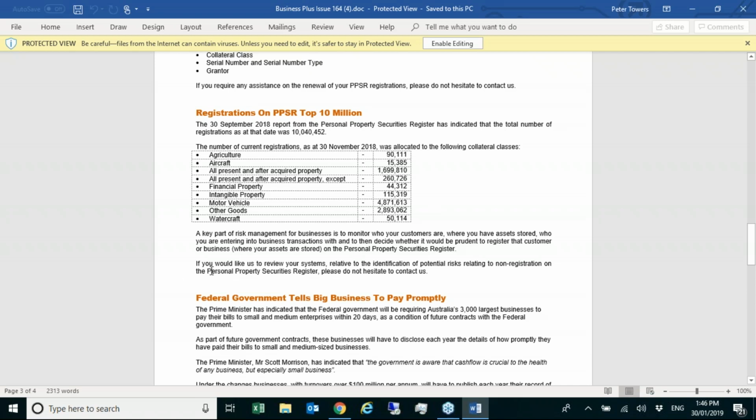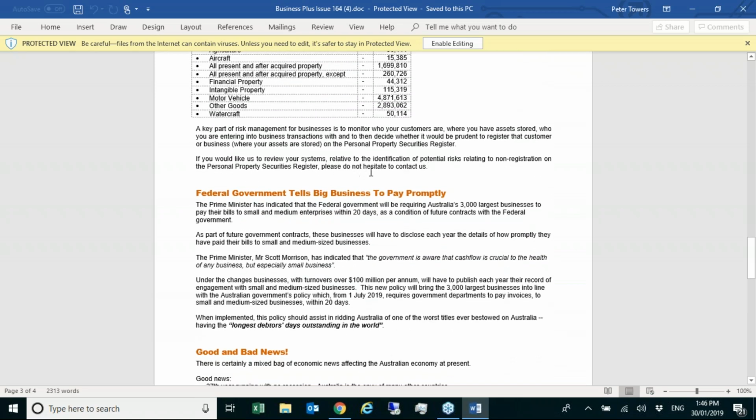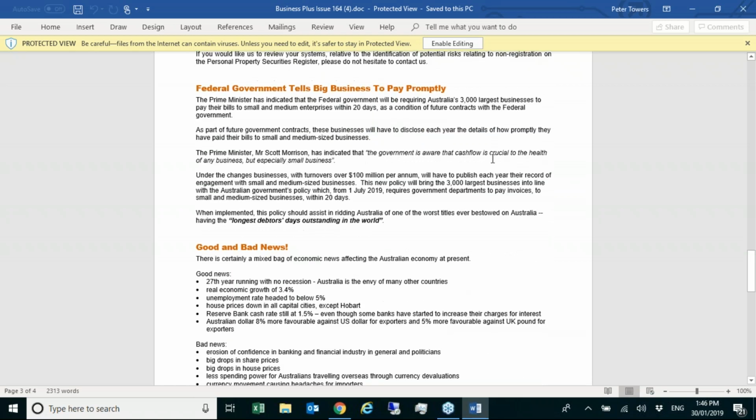You'll notice at the end of each article, there's a call to action, which I forgot to mention before. This one up here, if you require any assistance on the renewal of your PPSR, please contact us. This one here, if you'd like to review your systems relative to the application of your risks through non-registration, please contact us. Again, unashamedly, we view this whole package, Business Plus, as being a marketing tool, trying to get them to talk to you. Now, some people edit that and put, please contact Francis Murray. You can do that if you wish. You can edit it. Takes a little bit of time.